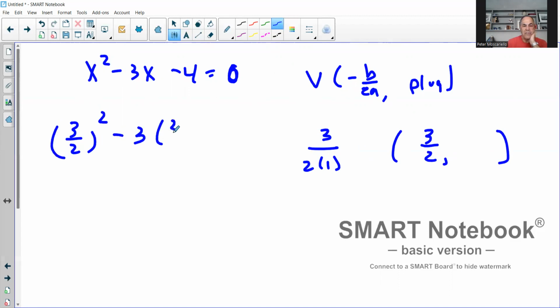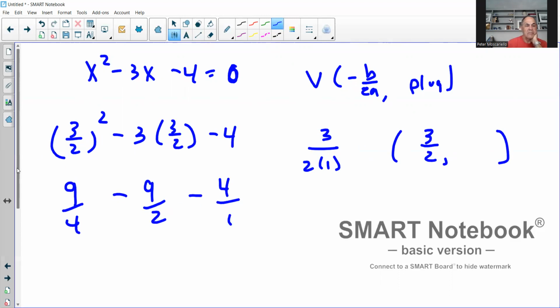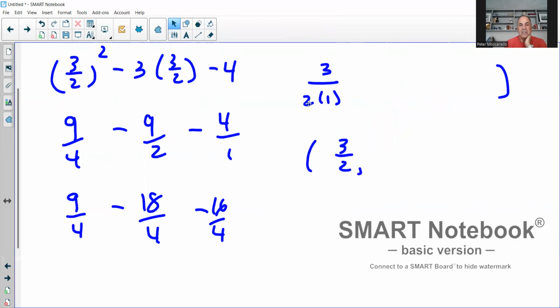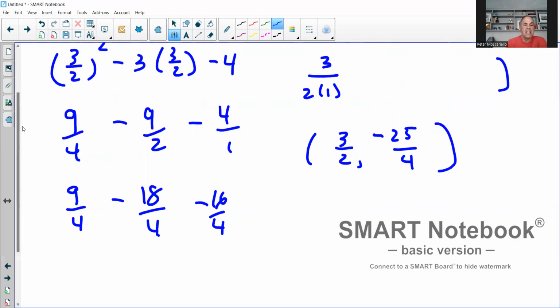Not a hardship for an honors algebra 2 student. So I get 9 over 4 minus 9 over 2 minus 4 over 1. You can ask your 4th grade teacher how to do this, and he or she will say, get a common denominator of 4, for a total of negative 25 over 4. So our vertex is 3 halves, negative 25 over 4. So that's the answer to part A, vertex.